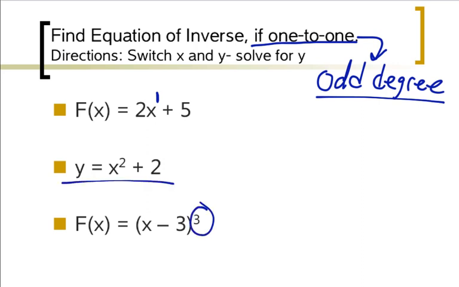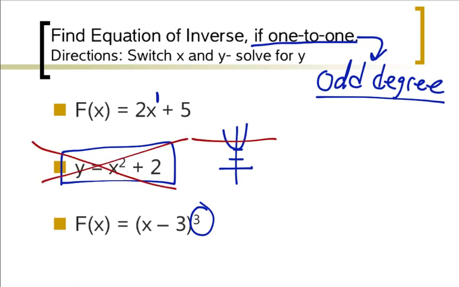Okay? Now this one in the middle is an x squared. This is an example of a parabola that shifted up 2. And that is definitely not one-to-one because it doesn't pass the horizontal line test. So this one we won't have to find the inverse for. So if it's an even degree, you probably do not have to do it because it's not one-to-one. Okay? You won't have to do it because it's not going to be one-to-one.